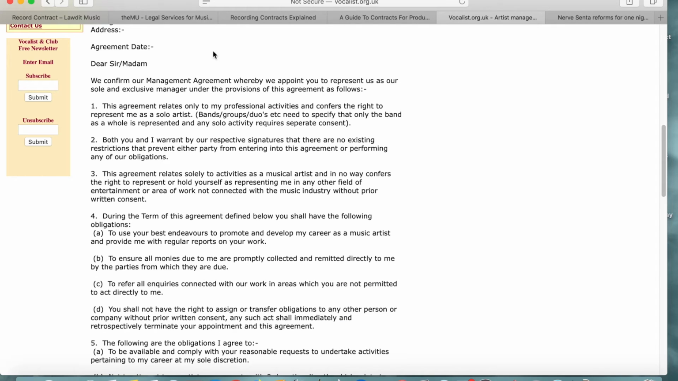The other thing is that managers are your representative, and can you take this person on trust? If the answer is no, then maybe you shouldn't be signing a contract with this person. Anyway, it is certainly a minefield, and something to watch out for. Let's have a look at the next one.